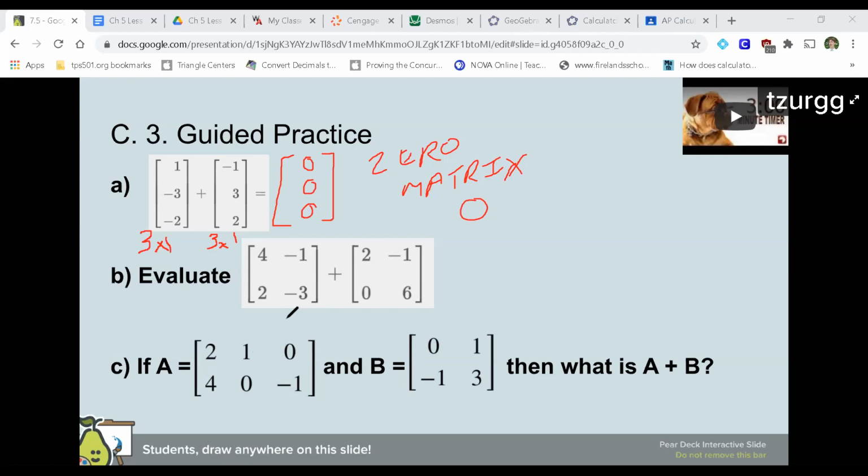All right, part B is a 2x2. Is a 2x2. So this operation is defined. Its answer is going to be a 2x2. To find it, I add the corresponding elements. 4 plus 2, 6. -1 plus -1 is -2. 2 plus 0 is 2. -3 plus 6 is 3.